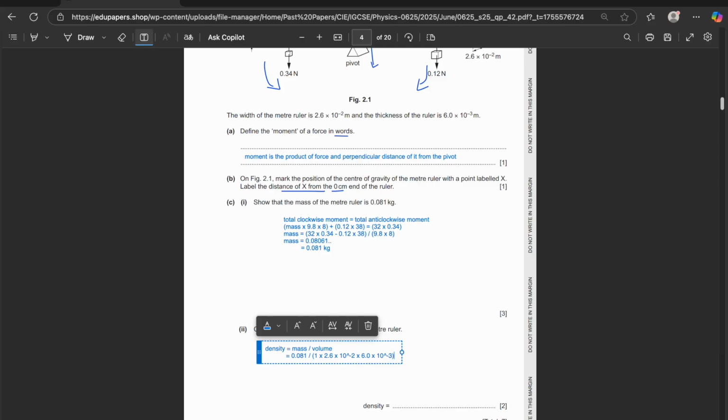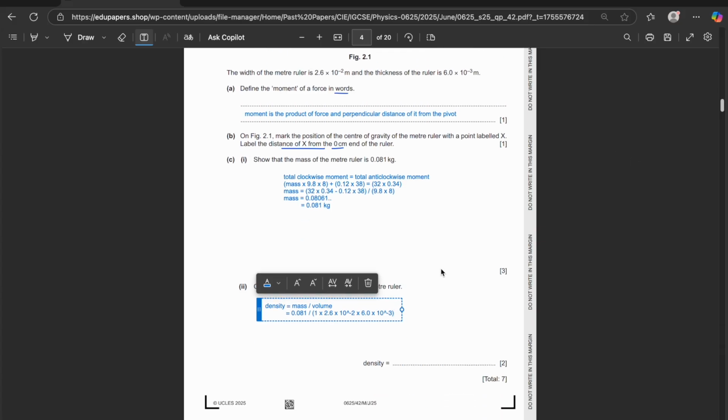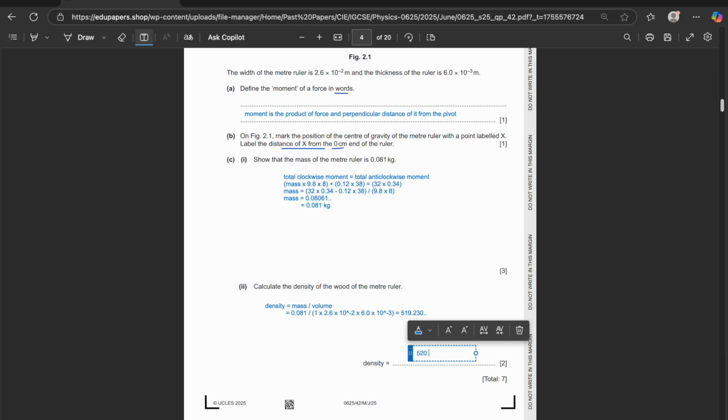Again, if you calculate that, you'll get 519.23 and so on. So if you round that up, you get 520 kilogram per meter cube.